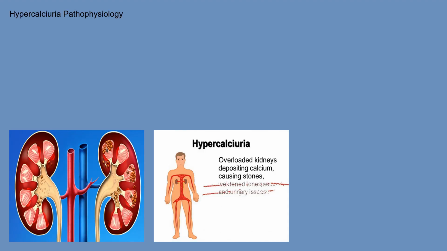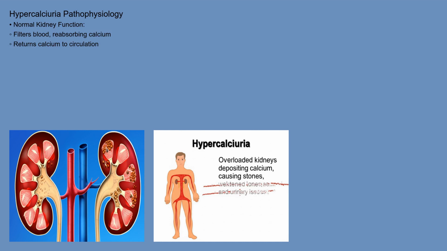Let's explore the pathophysiology of hypercalciuria. Normally, our kidneys meticulously filter blood, reclaiming essential substances, including calcium, and returning them to circulation. In hypercalciuria, this process goes awry. Either the kidneys fail to reabsorb sufficient calcium after filtration, or there's an overload of calcium being presented to the kidneys in the first place.